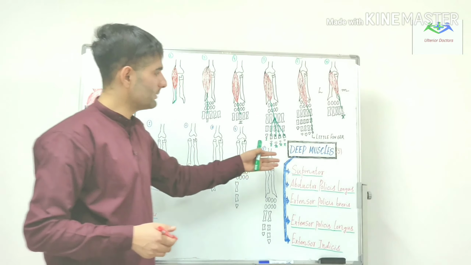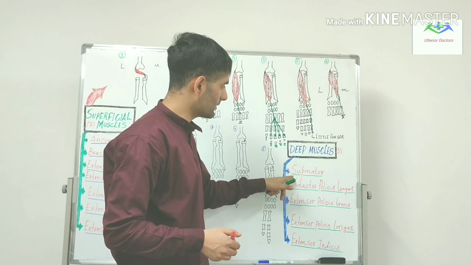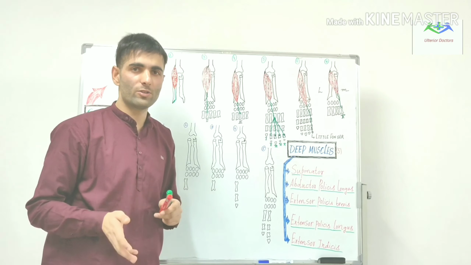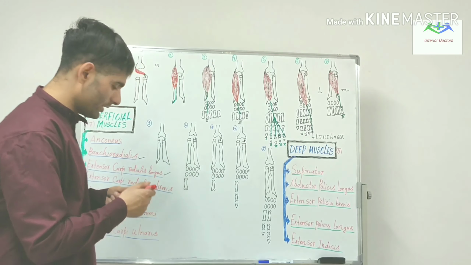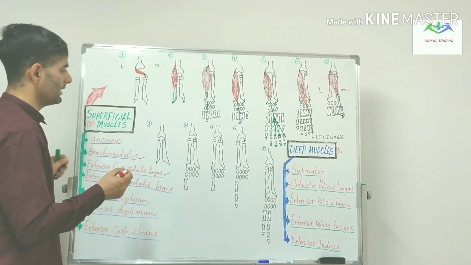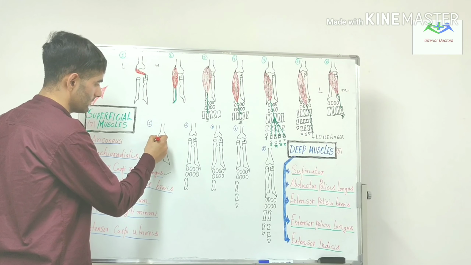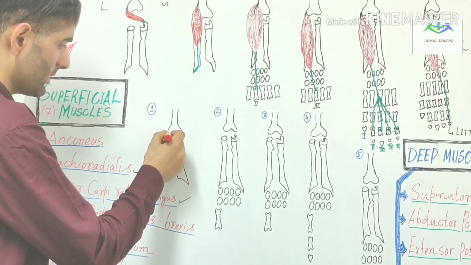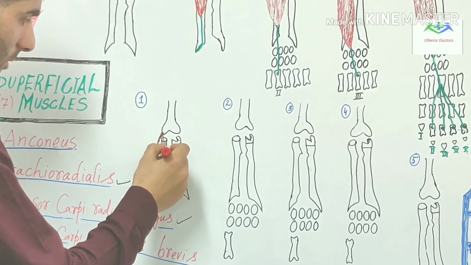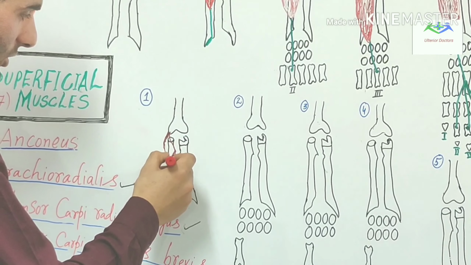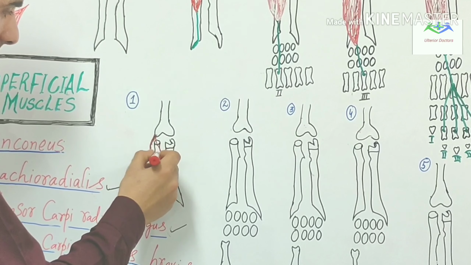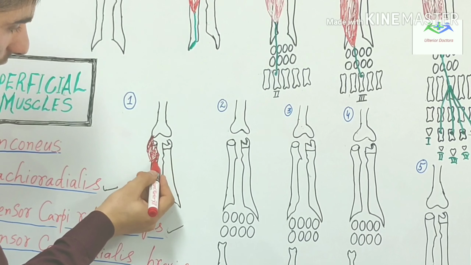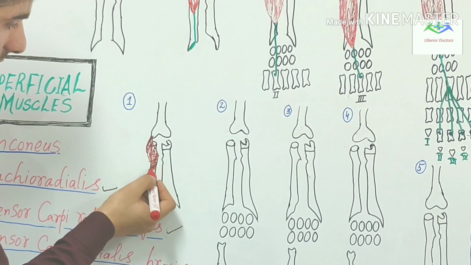Now come to deep muscles. The first muscle in deep muscles is supinator muscle. Supinator muscle is also a small muscle. It originates mainly from the lateral epicondyle, and is inserted to upper shaft of the radius. This is the upper shaft of the radius where it is inserted.